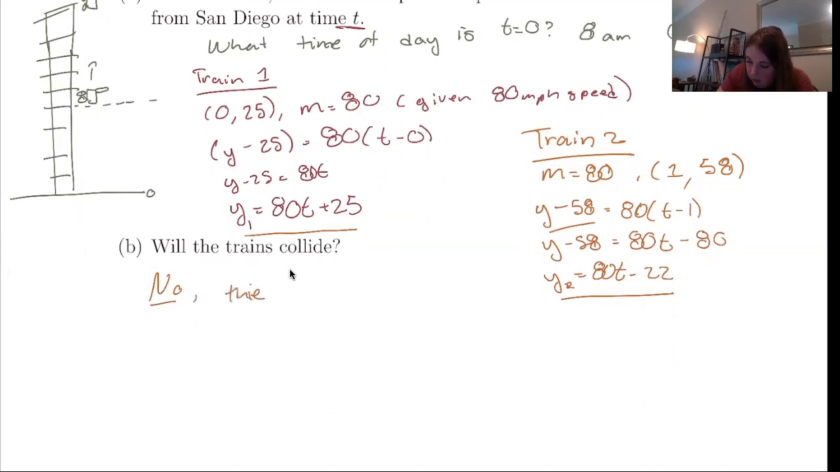We weren't asked why, but we're just going to tell you why now. They're linear. So their linear equations are parallel. They never intersect.